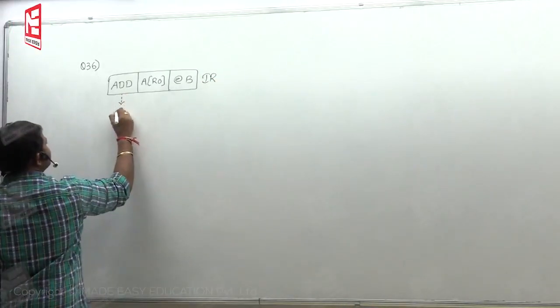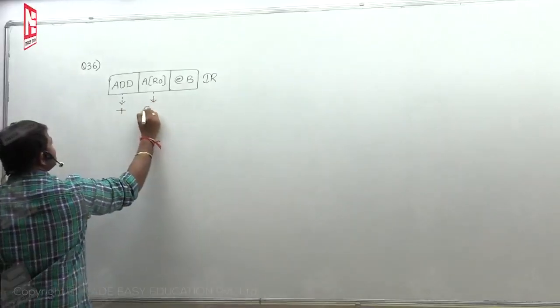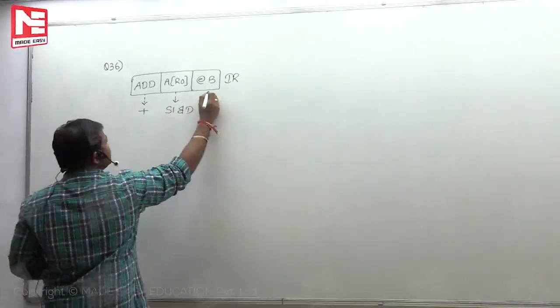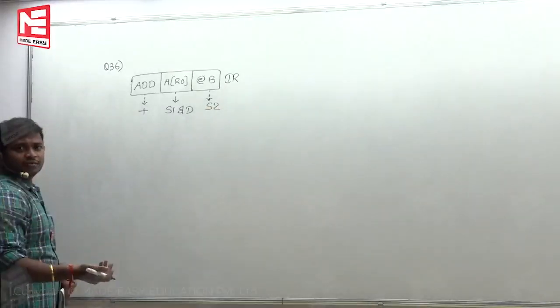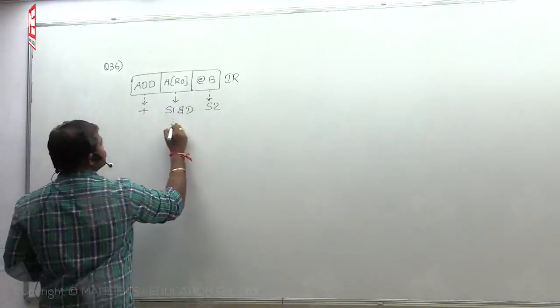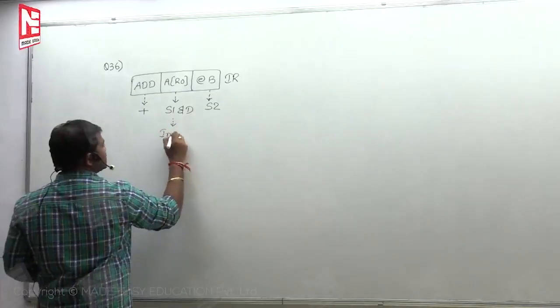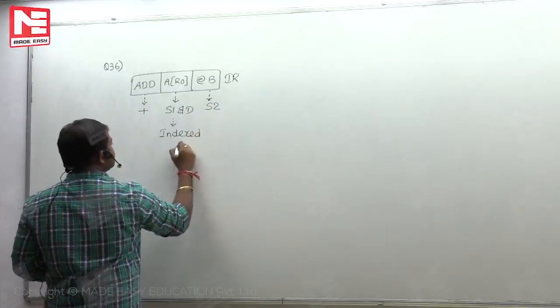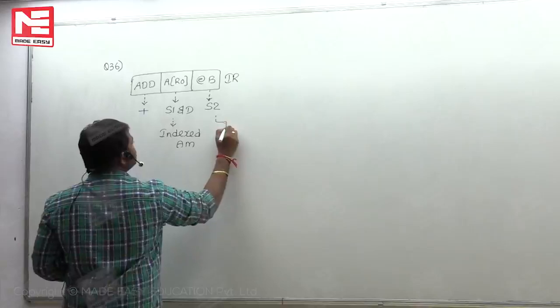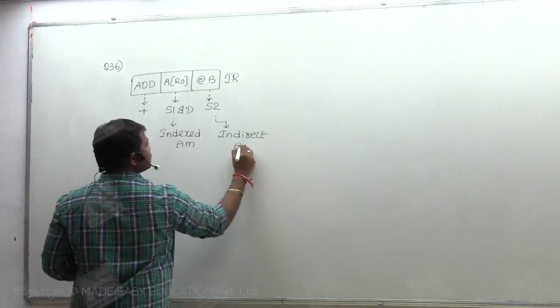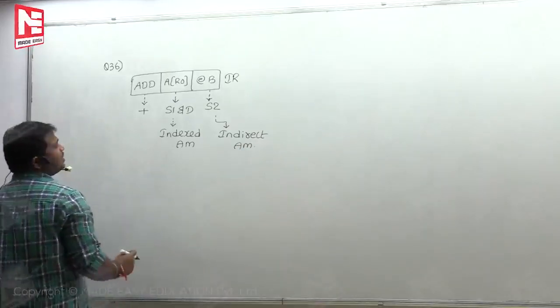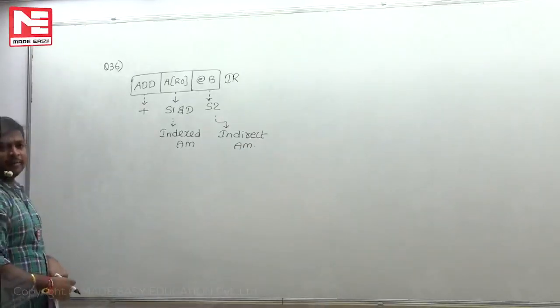So the operation is addition. This is the source 1 and destination. This is the source 2, explained in the question. What is source 1, what is source 2, and so on. Source 1 destination uses index addressing mode. This is also given. And source 2 uses indirect addressing mode. And B is a memory address, therefore memory indirect.